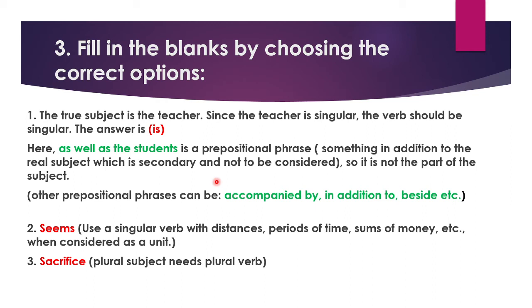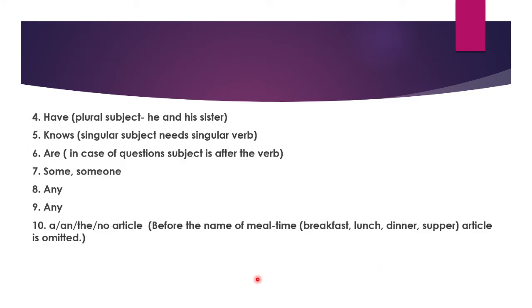Like in the first case, the answer is yes. So you have to recognize the true subject there. Phrases like as well as the students, accompanied by, in addition to, these are prepositional phrases and these are written in addition to the true subject. So we are not to consider these phrases within the commas. So the true subject we have to recognize. And these are the rest of the answers.